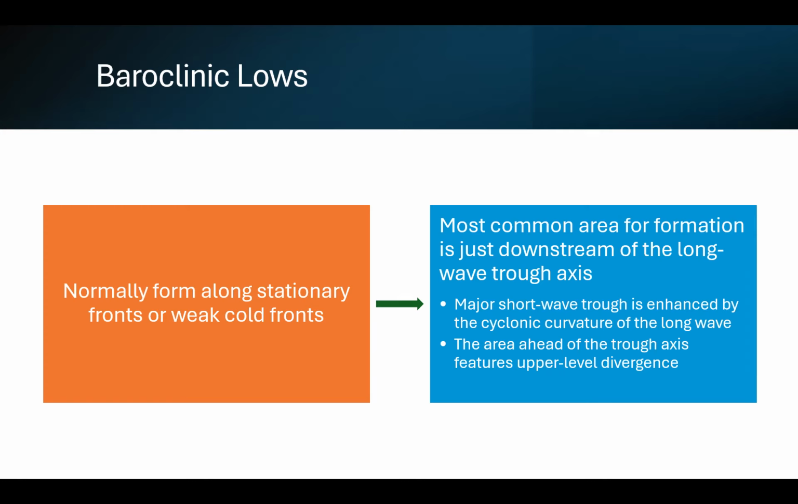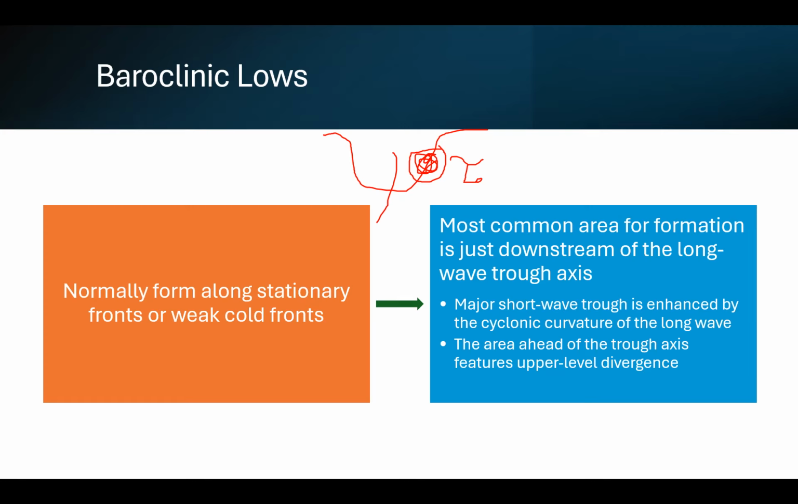Now, baroclinic lows are normally going to form along stationary fronts or weak cold fronts initially. Their most common area for formation is just downstream of the long wave trough axis. So if this was my long wave trough axis, this is my area where I'd expect to see surface low pressure development for a baroclinic low, right in this area here, downstream of the long wave trough axis.